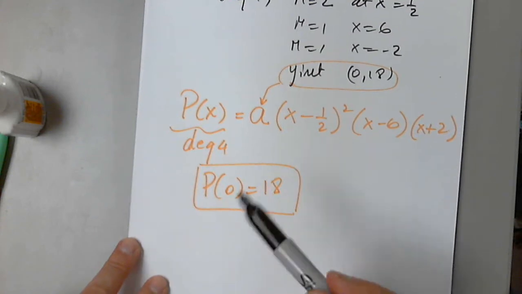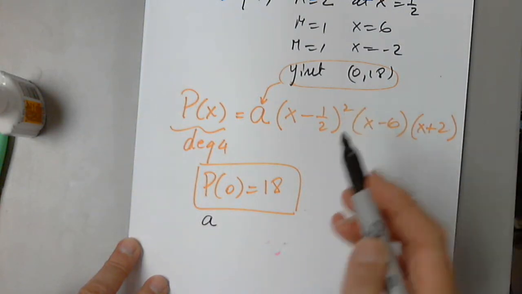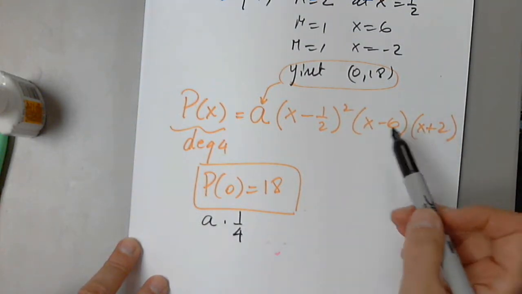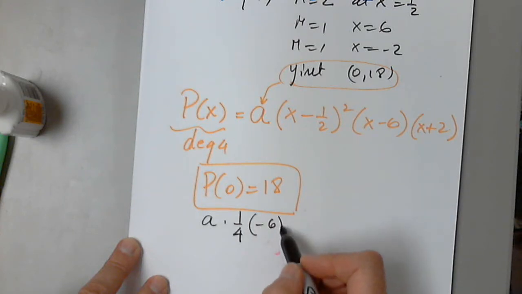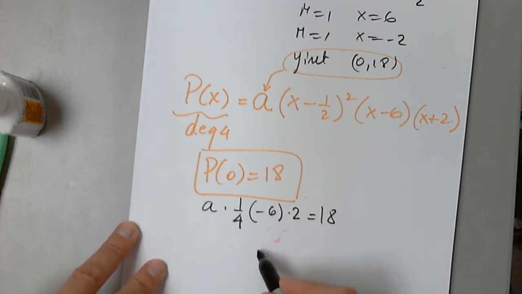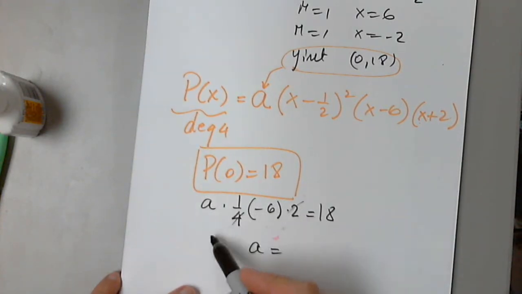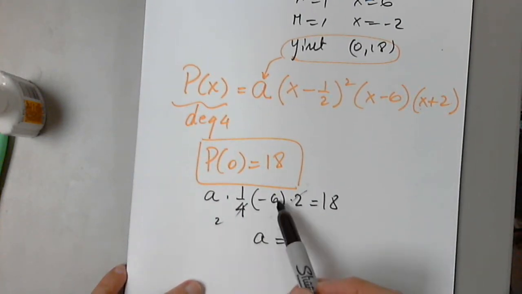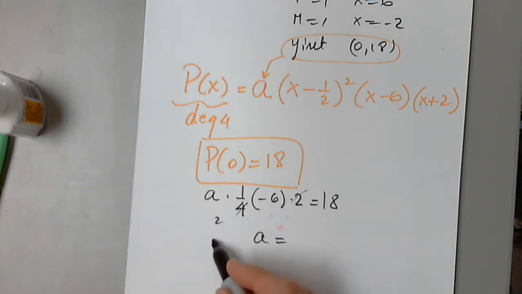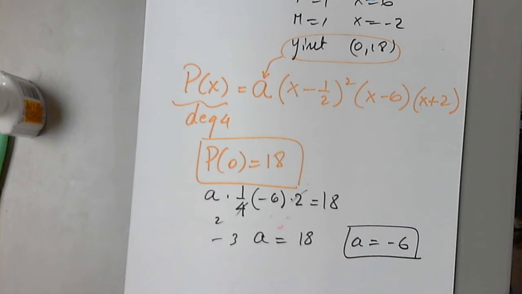So I copy a. How much is 0 minus 1/2? -1/2. -1/2 squared is 1/4. How much is 0 minus 6? -6. How much is 0 plus 2? 2. And now this is 18. And from here I get a. So first I will simplify, and also simplify again. So I have -3a equals 18. So a equals -6.